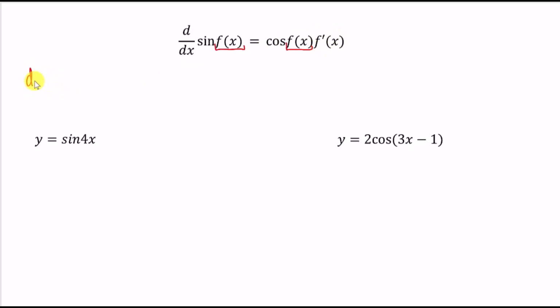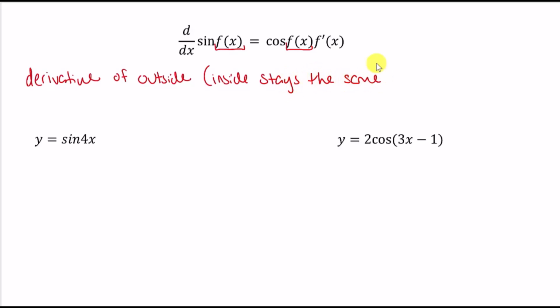So I am taking the derivative, and this might help you to write this down: the derivative of the outside, where the inside stays the same. So whatever is inside your trig will stay the same, always. Okay? Derivative of outside, inside stays the same, times the derivative of the inside. So this is very similar to chain rule. This is our chain rule version for trig. Okay, so let's look at an example now.